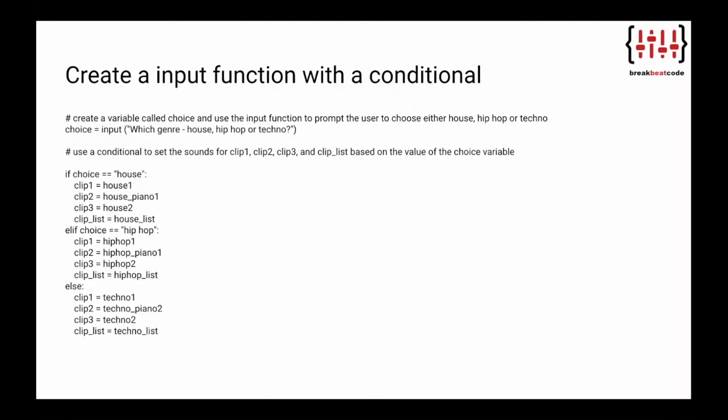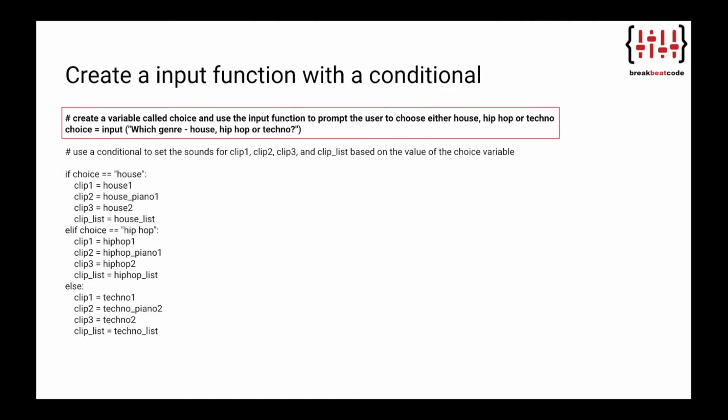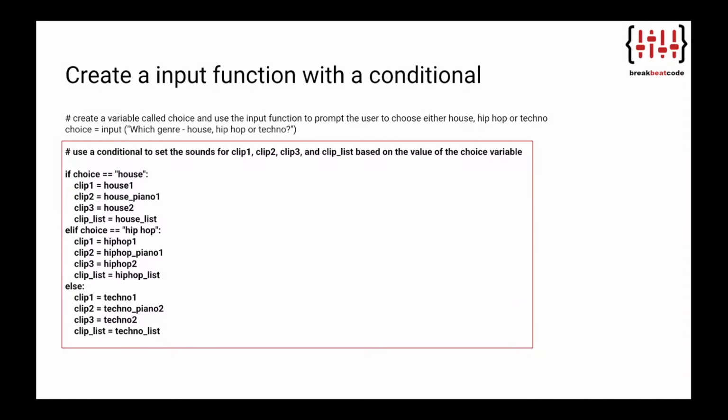Next, we'll create an input function with a conditional. We'll create a variable called choice and use the input function to prompt the user to choose either house, hip hop, or techno, like this. Choice equals input, in parentheses, in quotation marks, which genre, house, hip hop, or techno. We'll use a conditional to set the sounds for clip 1, clip 2, clip 3, and clip list based on the value of the choice variable.